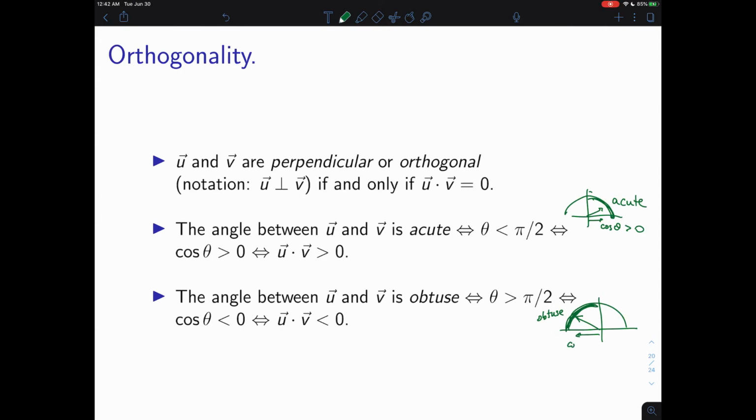So your angle is pointing this way, and that means that the x-coordinate, the horizontal coordinate, is pointing to the left, and those are into the negative numbers. So acute angles are positive cosine, and obtuse angles are negative cosine. And the point that I'm supposed to be making is that the cosine being greater than 0 means that the dot product is greater than 0.